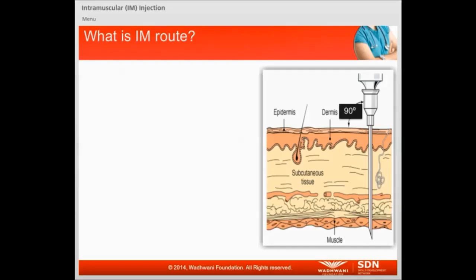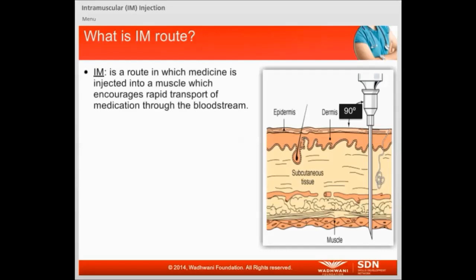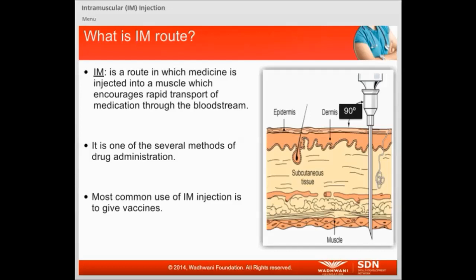Now let's understand what we mean by the IM route. It is a route in which medicine is injected into a muscle, which encourages rapid transport of medication through the bloodstream. It is one of several methods of drug administration. The most common use of IM injection is to give vaccines.